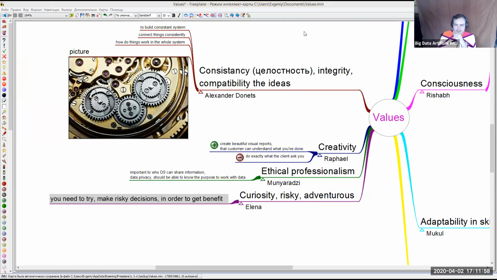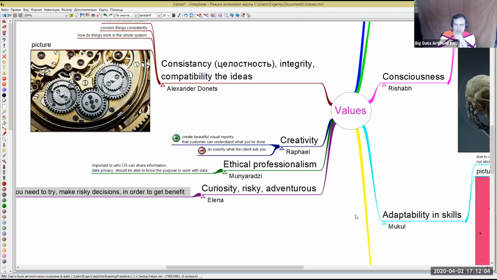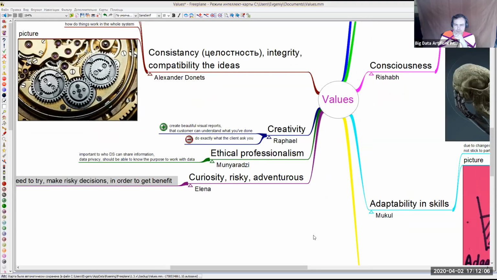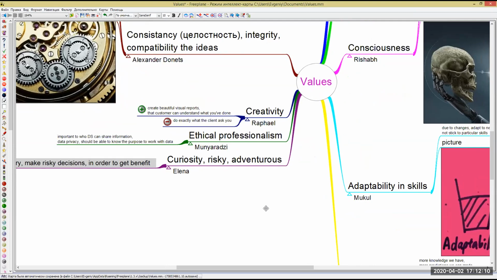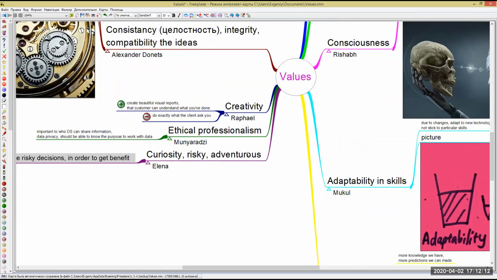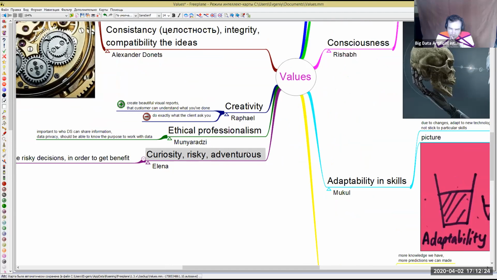Rafael. Yeah, I'm saying communication. What's it? Yes. I was thinking that as a data scientist, one of the values you need to have is good communication, because in a company you might be working with different executives, and you should be able to explain.